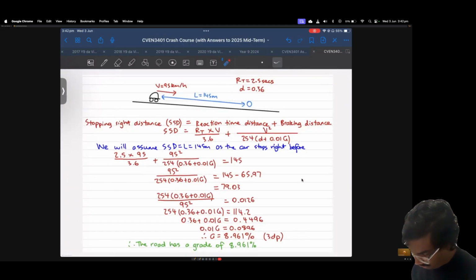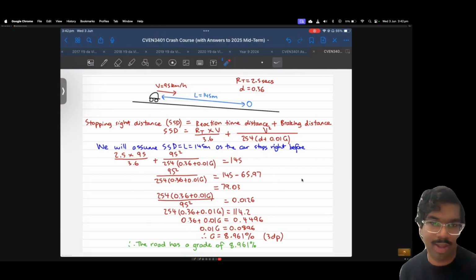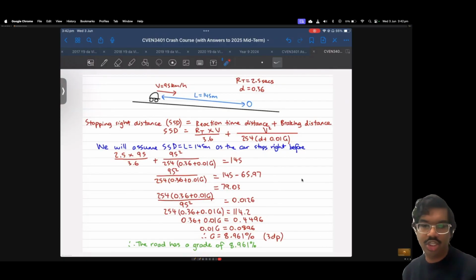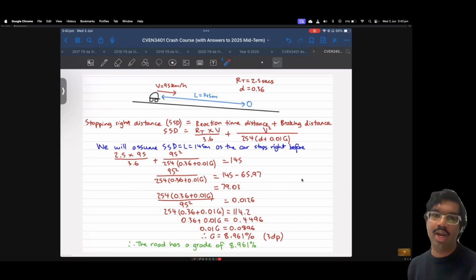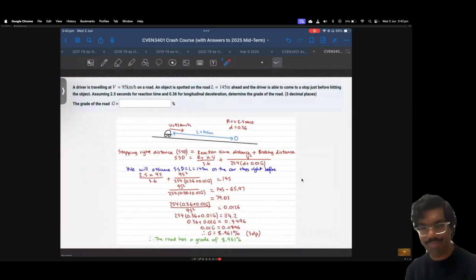Yeah, so you solve all of this. I shouldn't have to really go through that. You'll look through my working and it should make sense. It's just a lot of changing the subject, and you should get that the road has a grade of 8.961%. And it's asked for 3 decimal places, I think. So, yeah, this is just a nice warm-up. Any questions on that? All good? Nice.